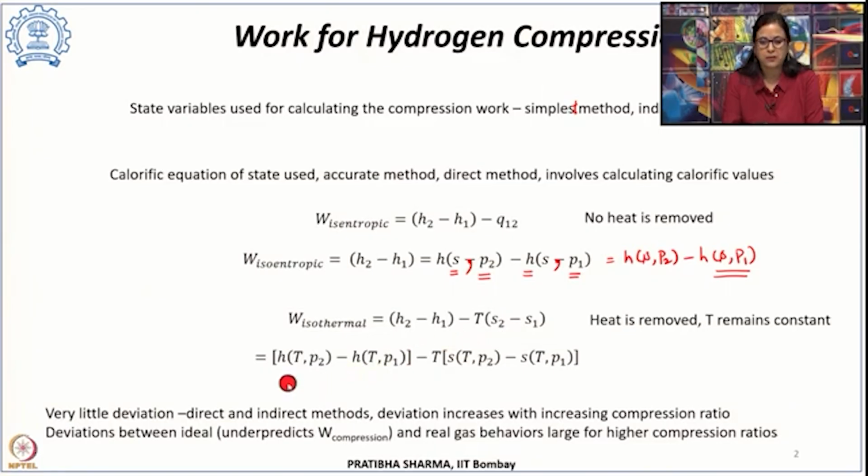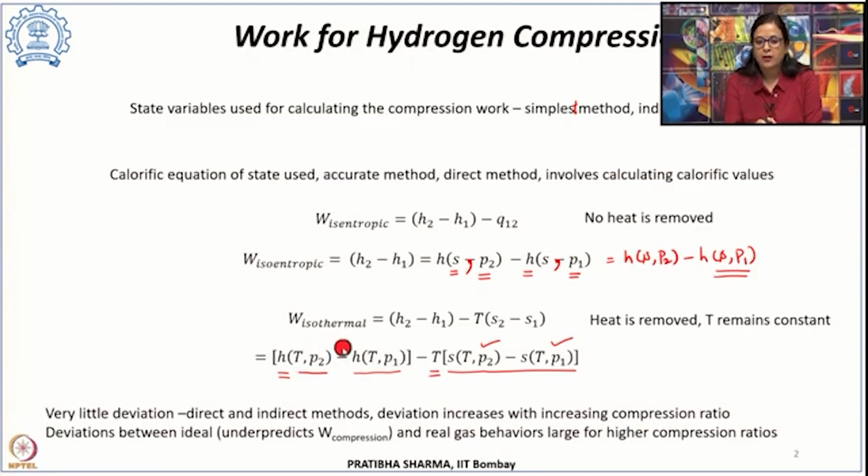Thus we can rewrite this expression as follows. Since the temperature remains constant and enthalpy is a function of both temperature and pressure, it is the enthalpy of the gas at temperature T and pressure P2, minus the enthalpy at temperature T and pressure P1, minus the temperature T times the difference in the entropies in the two states, at T and P2 and at T and P1. So this is how we can calculate, using the direct method, the isentropic and isothermal work of compression.